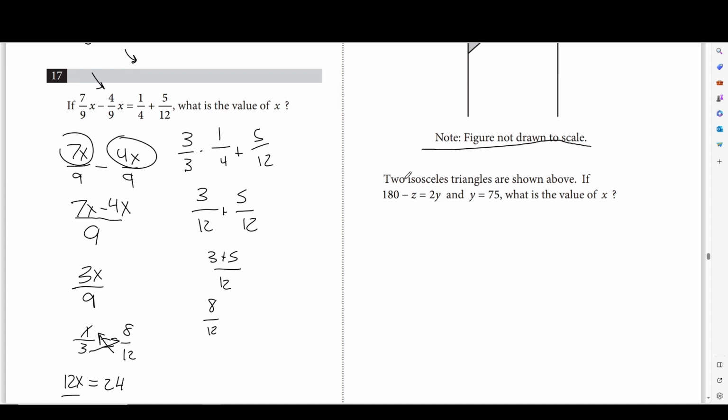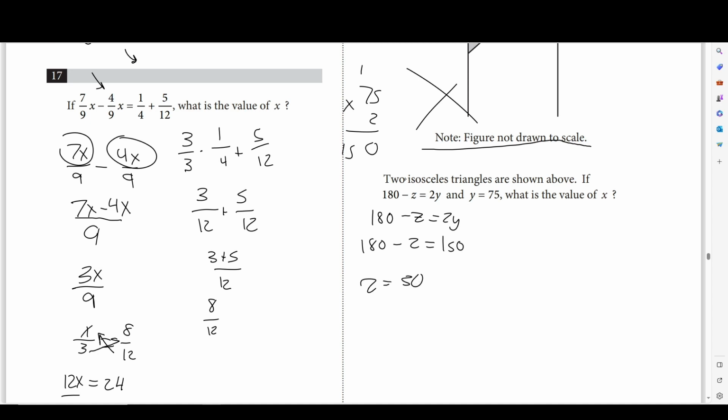So obviously I'm going to use it, right? Even without looking at the diagram, I'm just gonna figure out what z is. Here, 180 minus z is equal to 2y. I know that y is 75, so 180 minus z is equal to 2 times 75, and 75 times 2 is 150. So here I have 150. So z has to equal 30, because 180 minus 30 is 150, right?